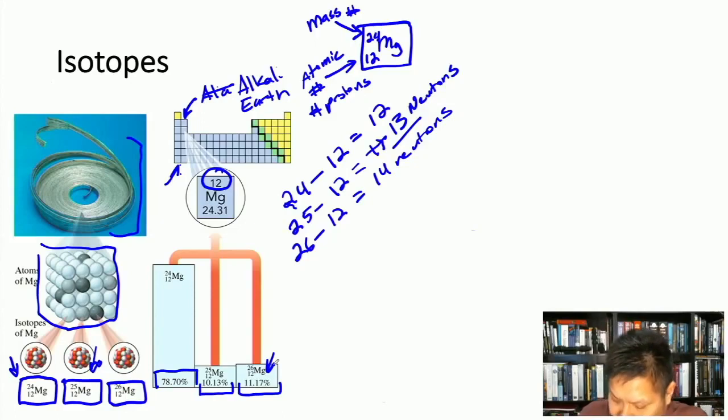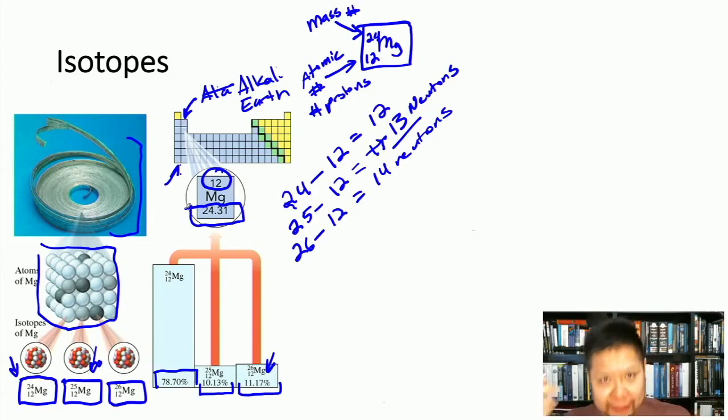So the question then is, everybody knows that this is called the atomic mass right here on the periodic table, that number with the decimal point that says 24.31. Where do we get that number from? Well, that number is actually an average of all the masses of all the isotopes of magnesium. So that's true of any element on the periodic table of elements. The atomic mass is actually the average of all the atomic masses of all the isotopes.